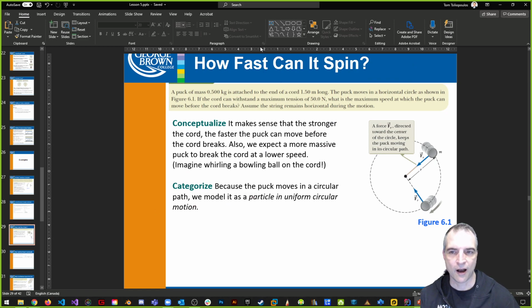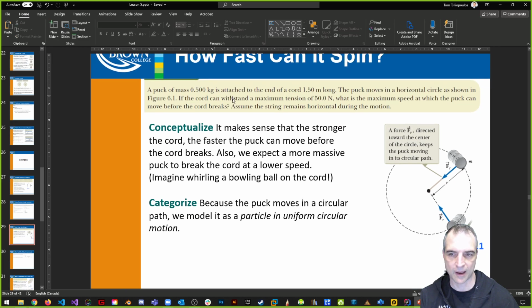Okay, here's the next one. How fast can a puck spin? This is another type of question you might get. A puck of mass 0.5 kilograms is attached to the end of a cord 1.5 meters long. So this is the information we have. These are the variables. The puck moves in a horizontal circle as shown in figure 6.1. Okay, so there we go.